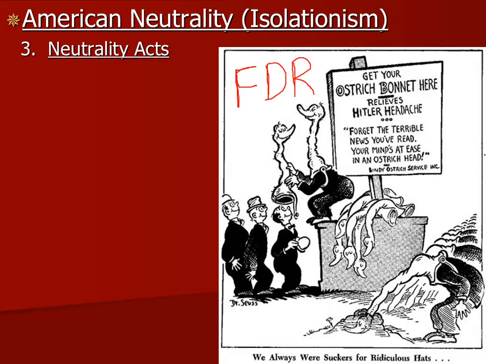But he will get around that by lending and leasing, as we will see later on, different armaments to the British, saying that, okay, you can actually use these for a 99-year period, and we don't expect them back. But as you can see with this Dr. Seuss cartoon, we're pretty much going to be an ostrich. We're going to stick our head in the sand, and we're going to watch Adolf Hitler and Mussolini and Tojo over in Japan come to power.